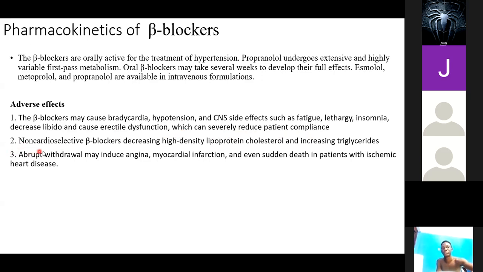Now for point two, the non-cardioselective beta blockers have also been reported to decrease high density lipoprotein and increase triglycerides. Also, abrupt withdrawal may induce angina, myocardial infarction, and even sudden death in patients with ischemic heart disease. So here are some of these adverse effects.